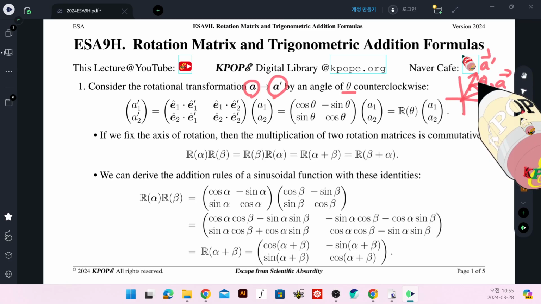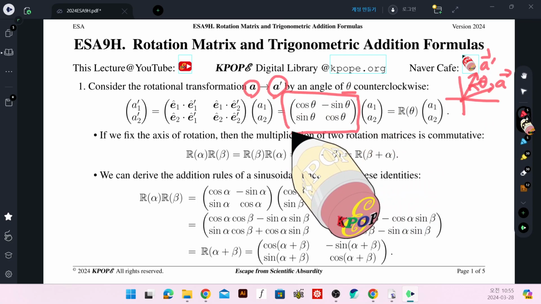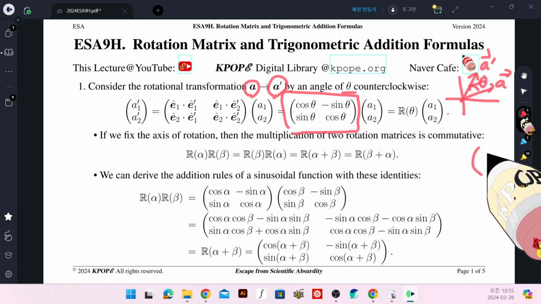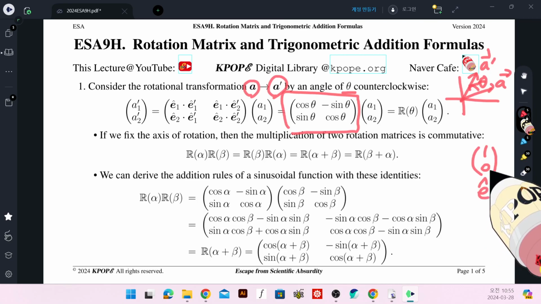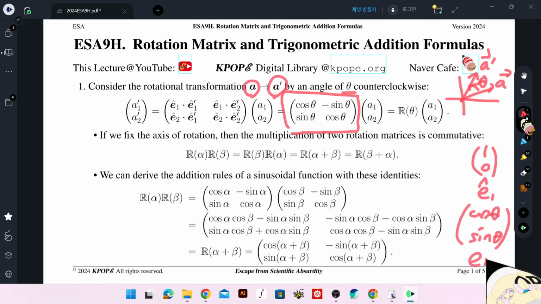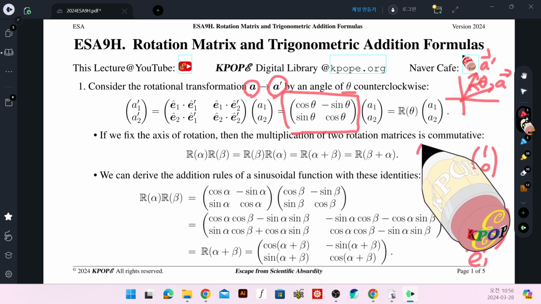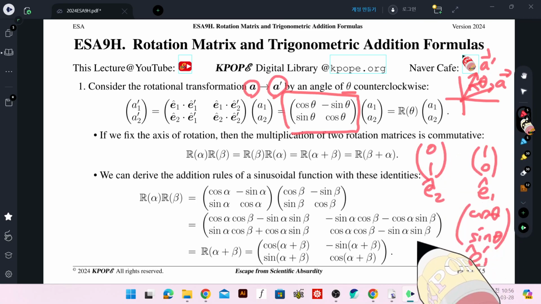counterclockwise. The rotation matrix is obtained like this because the unit vector E1 hat transforms into cosine theta, sine theta, that is E1 prime hat, and the unit vector along the y-axis is transformed into minus sine theta, cosine theta, that is E2 prime hat.